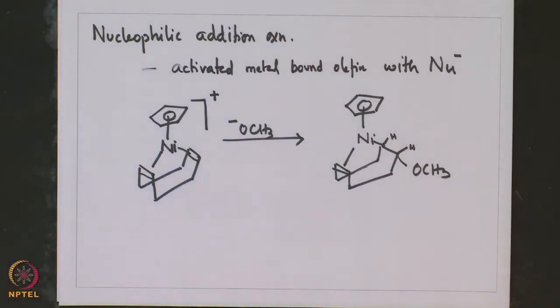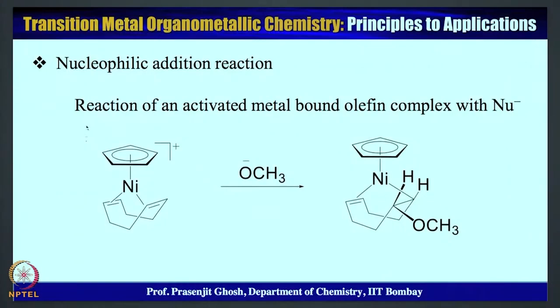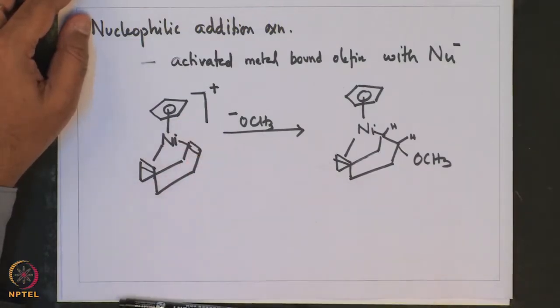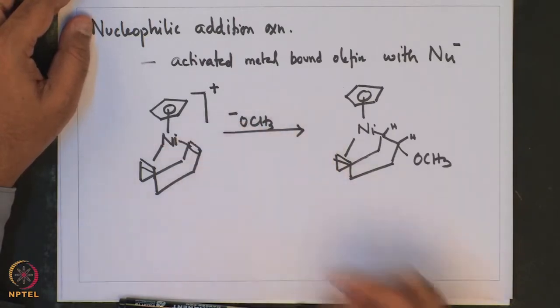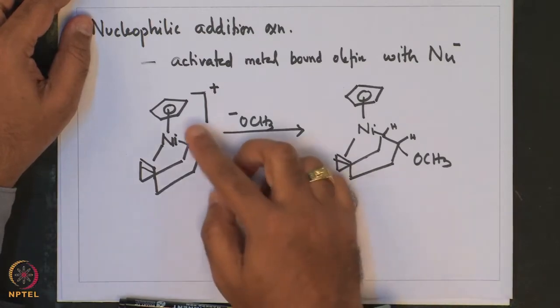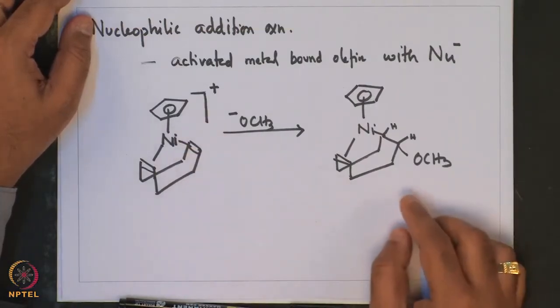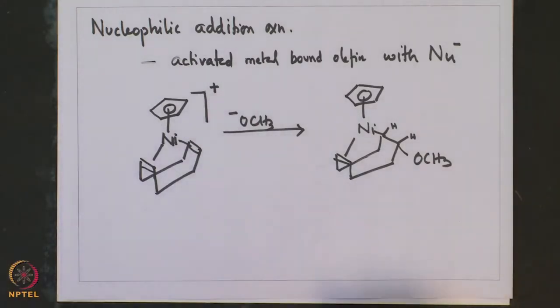The next reaction that we are going to talk about is nucleophilic addition reaction. This reaction is a reaction between an activated metal bound olefin with a nucleophile. For example, in this cationic nickel Cp* diolefin complex, the olefin being bound to nickel is activated, in the sense that the electron density on the olefinic pi cloud gets transferred over to the metal. As a result, the olefin becomes activated and susceptible to a nucleophilic attack. So, a methoxy nucleophile can attack an activated olefin, giving rise to a complex like this, and this talks about the umpolung nature of olefin.